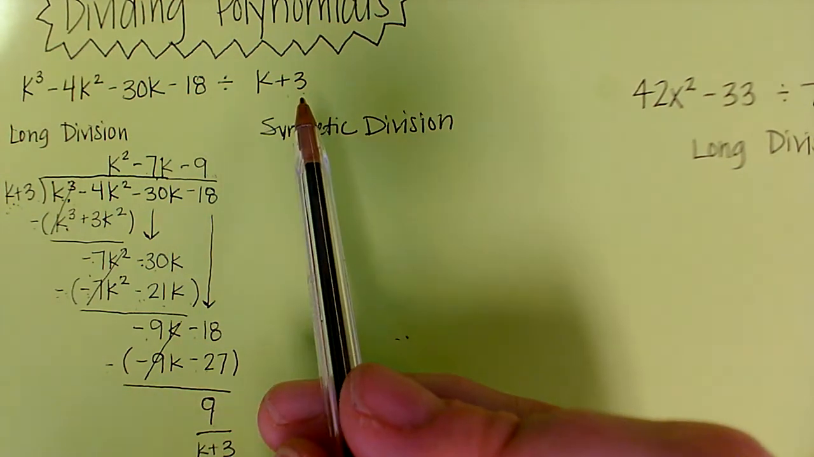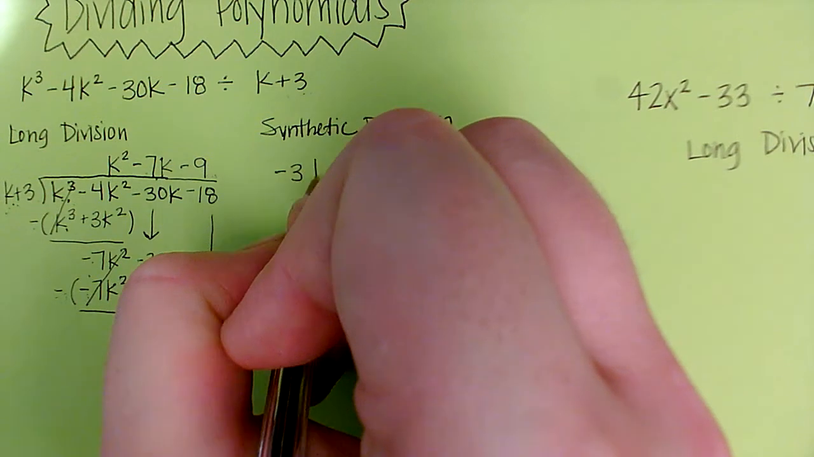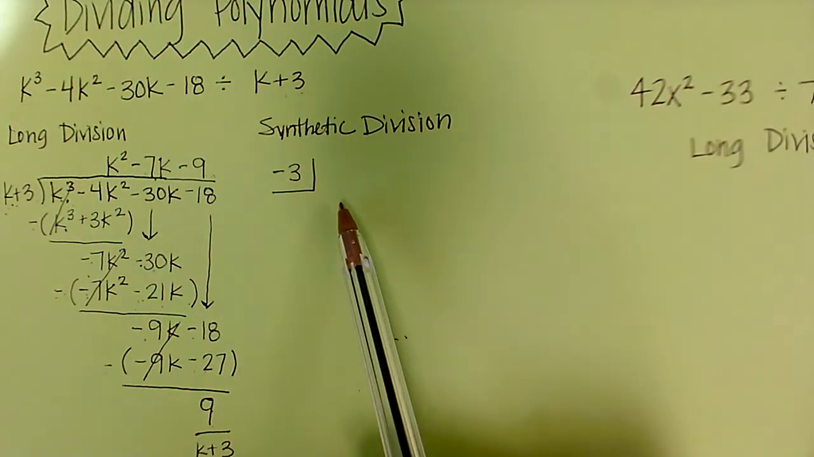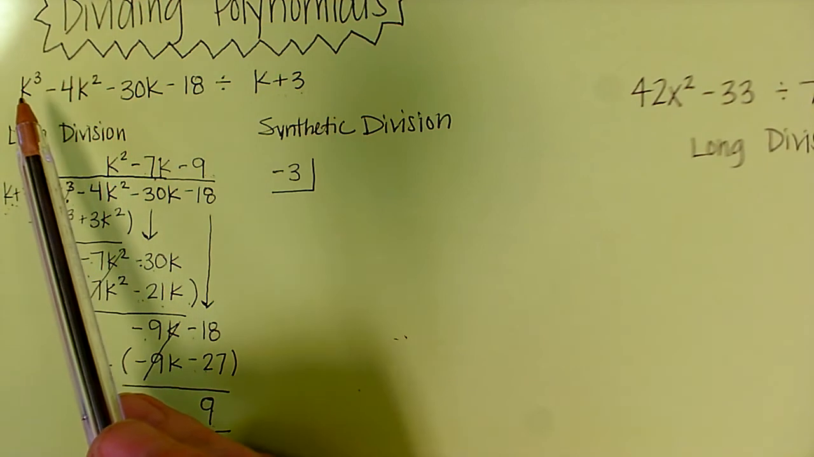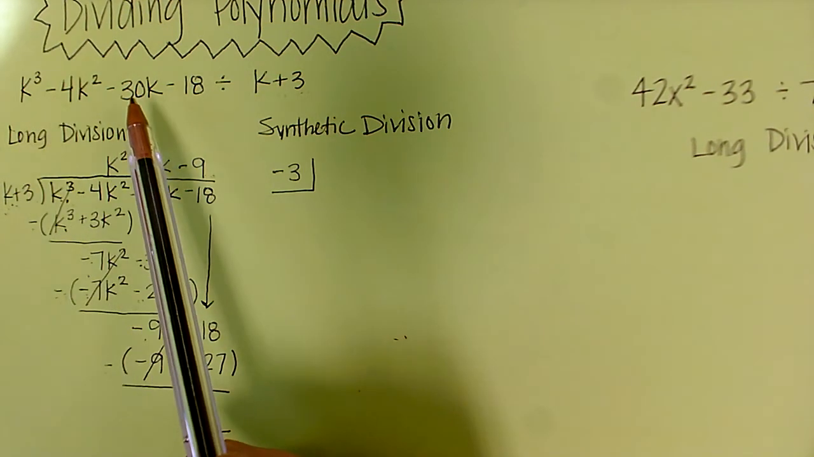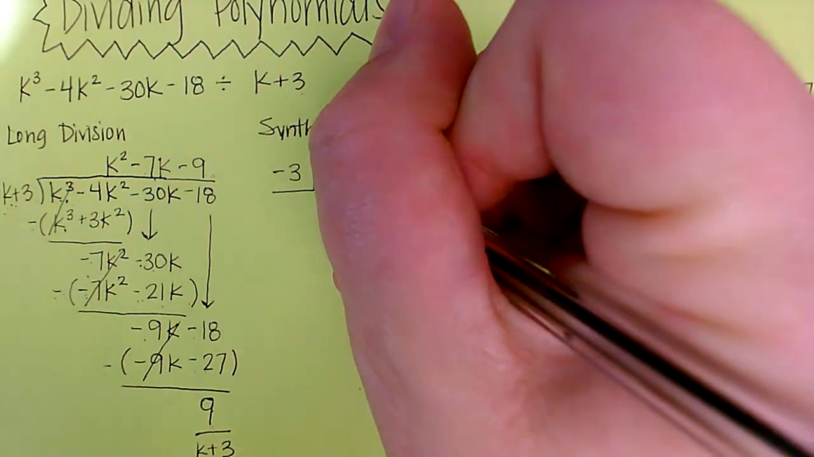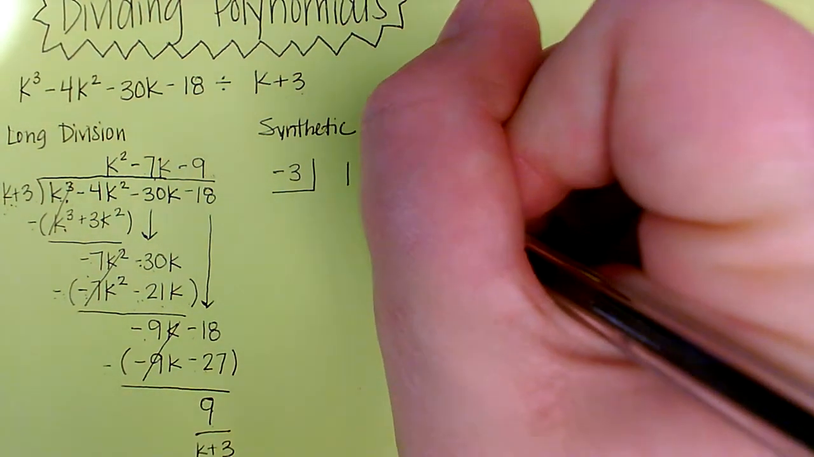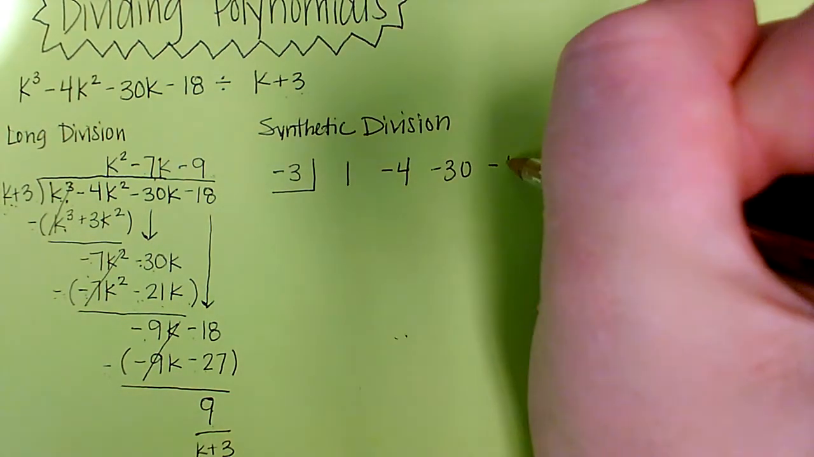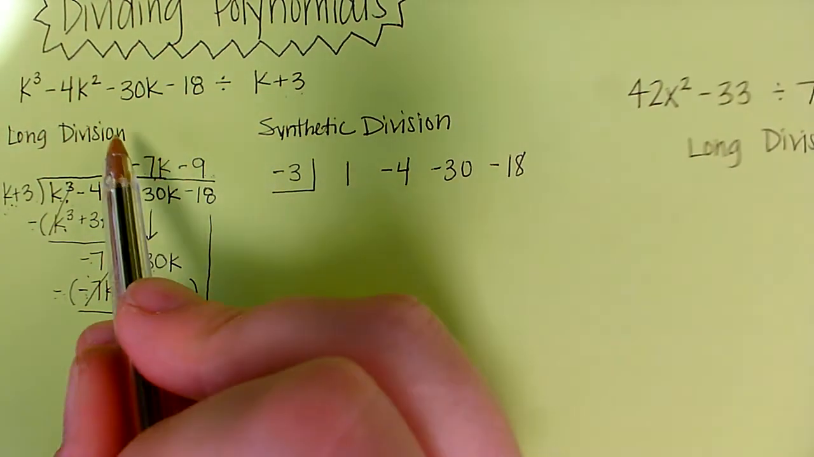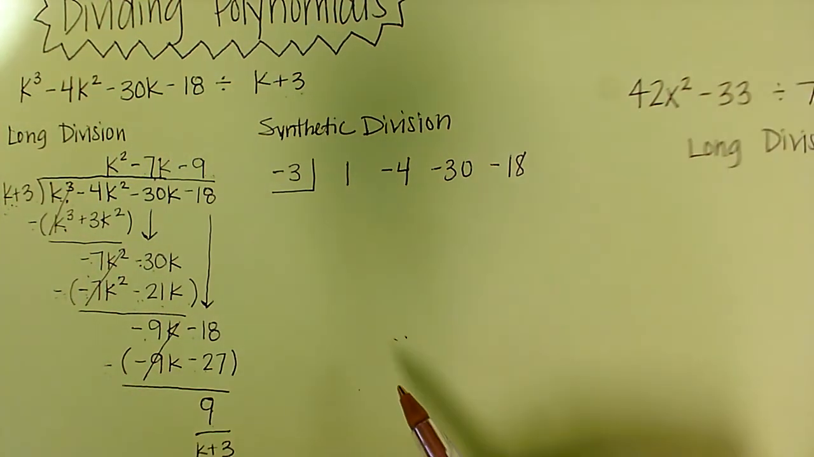Okay, so this one works. So we're going to take the opposite of this, which would be -3, and put it in our box. So -3, and then we're going to take the coefficients of our polynomial. So the k cubed has a 1 in front, k squared has a -4, k has a -30, and then we have our -18. So write them out. So 1, -4, -30, -18. So these all came from the coefficients of each term.